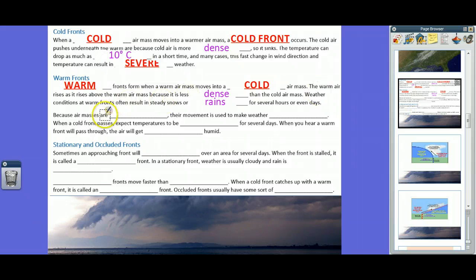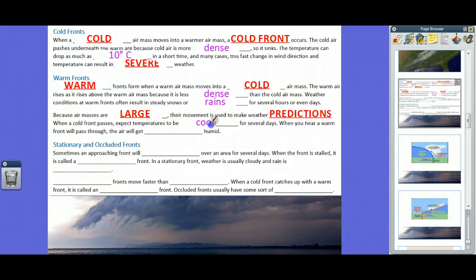Now, because air masses are large, their movement is used to make weather predictions. We see where the differences in air pressure and temperature are, and we calculate the speed at how fast they're moving. That's what we use to help predict weather, which we're going to talk about in our next lesson on predicting the weather, what we use in the computers and things like that.